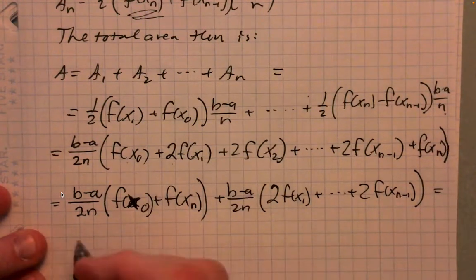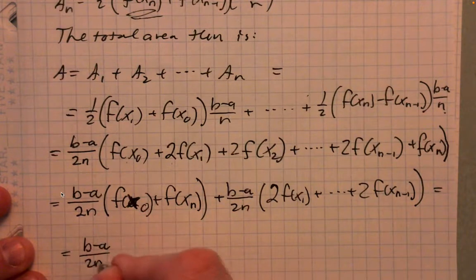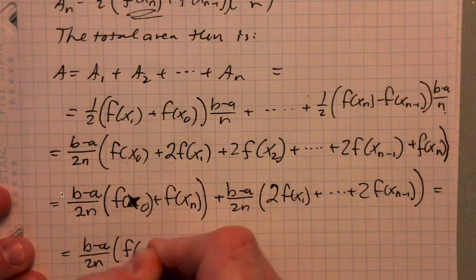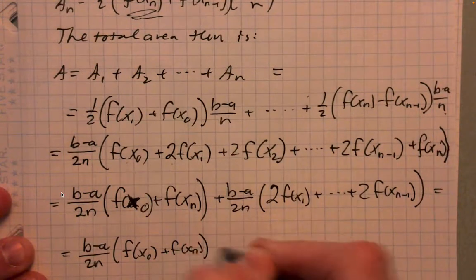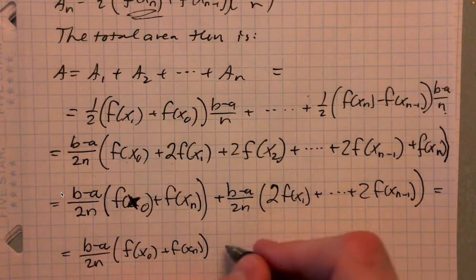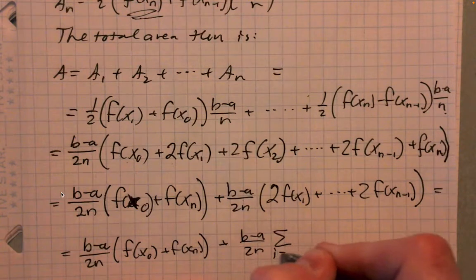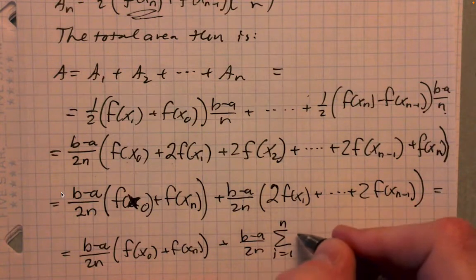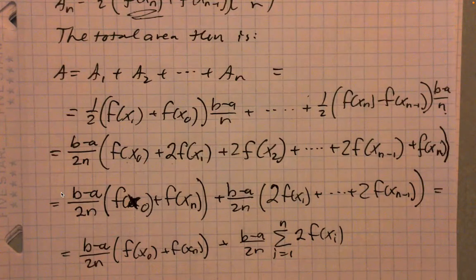And then we can write this as (b minus a) over 2n. Let's leave this one alone. But then this other one over here we can simplify quite a bit, right? We can write plus (b minus a) over 2n times the sum i equals 1 to n of 2 f of xi.